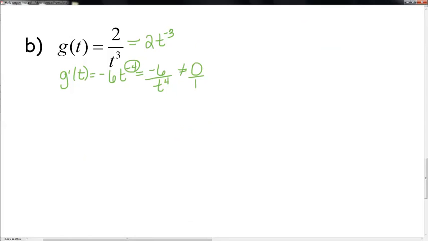And so in this case, for g of t, for part B, there are no horizontal tangent lines. And the reason why is because that negative 6 can't ever equal 0. Again, we're always comparing the numerator. Set the numerator equal to 0. Well, there's no way that negative 6 could ever be 0. And so since that's the case, there cannot be any horizontal tangent lines.